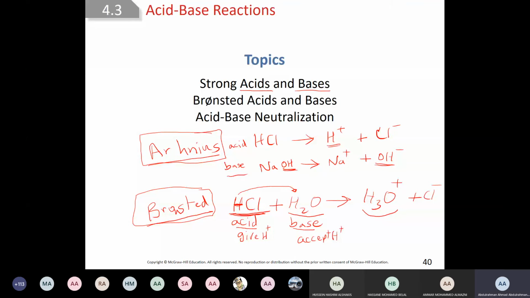And this is called conjugate base, and this is called conjugate acid. Why? Because for the conjugate acid, if the reaction goes back, the hydrogen will go from here to here. So in this case also, this is the conjugate acid, and this will be a conjugate base.